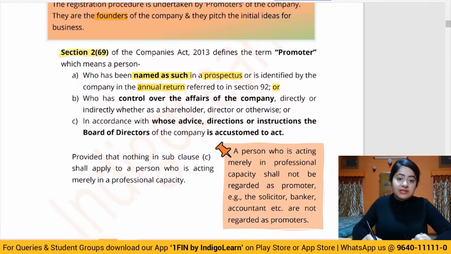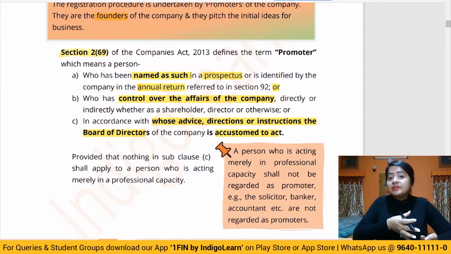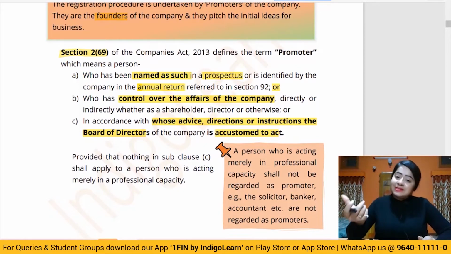The second part of this definition says any person who controls the affairs of the company directly or indirectly. Okay, and the third part says whose advice, directions and instructions the board of directors take or they are accustomed to take. Okay, so if anybody has directly, indirectly any control over the affairs of the company or who's advising the board of directors, that person is going to be termed as the promoter. So this definition is very, very broad. Okay, so broadly speaking, in layman terms, we understand that the founder of the company is the promoter. Okay, however, it may be possible that even though the founder is someone else, the company names someone else as the promoter. Okay, so this is a very broad definition.